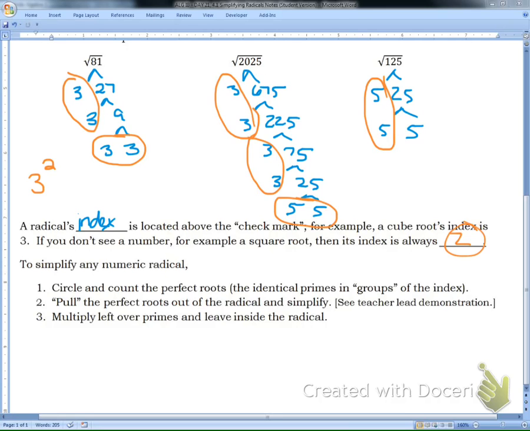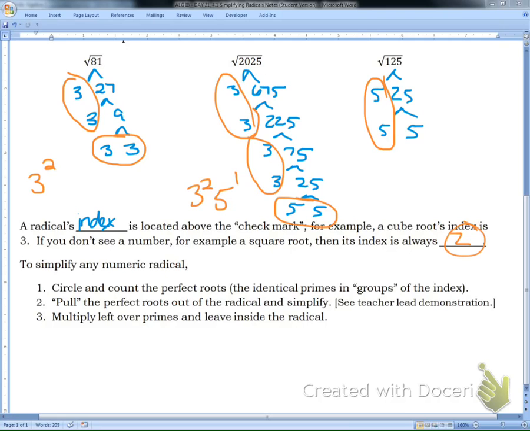In the 2025, I have 2 groups of 3's and 1 group of 5. Do you see what I did there? I wrote it in exponential form. The base of my exponent is the prime number that's repeated. The power of that, or the exponent, is the number of groups.